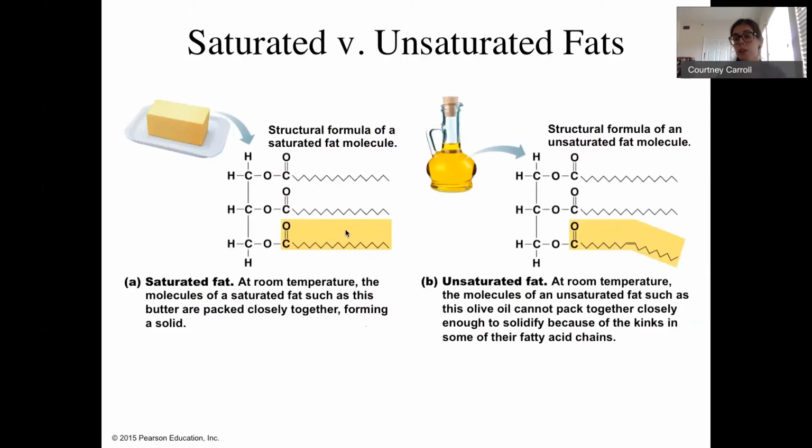Things that are liquid at room temperature are unsaturated. They have this kink formed by a double bond that allows them to take up more space, making them liquid at room temperature. Things like olive oil or canola oil, for example.